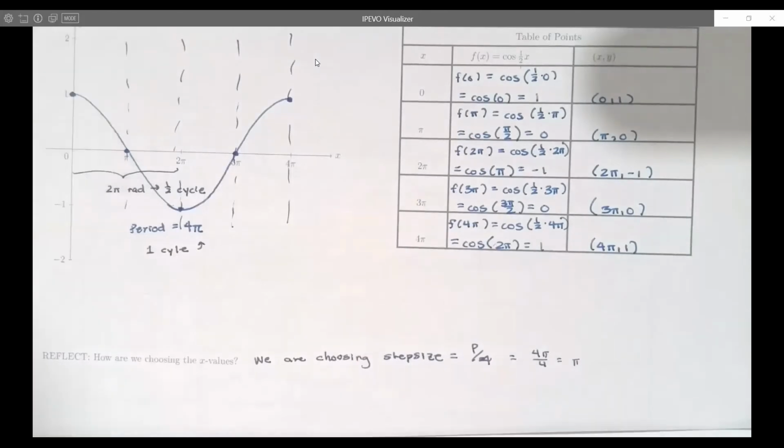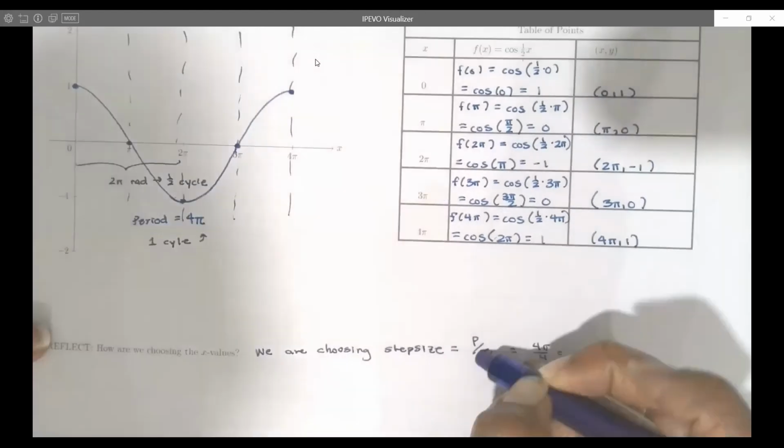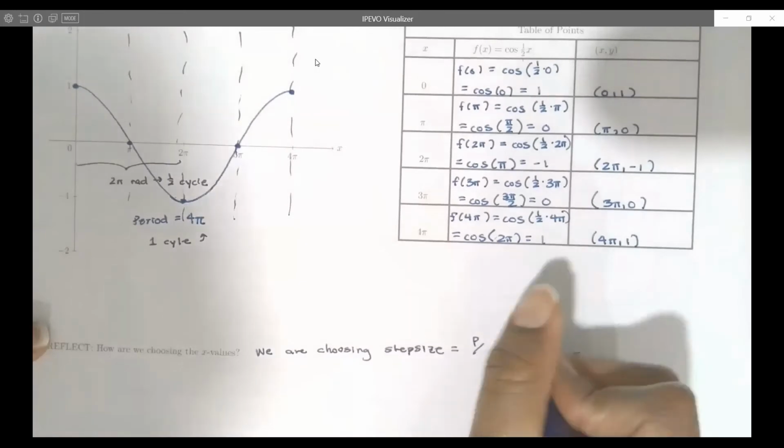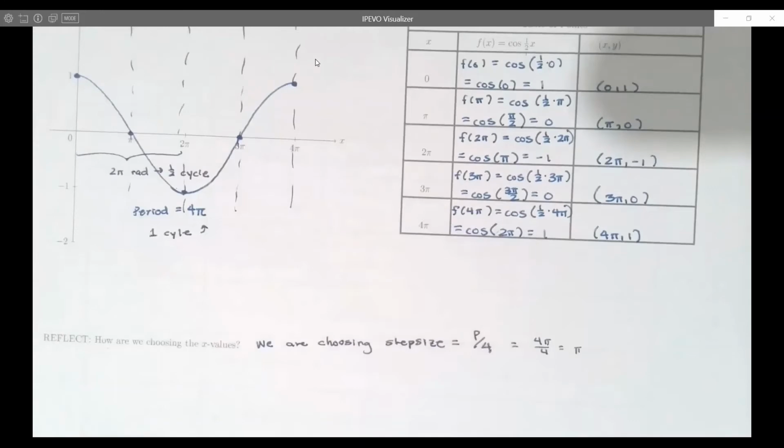Okay. All right, so that's page number 12. Any questions there before we go to page 13? On the bottom, is that P over 4? Sorry, this is P over 4. Thank you. Mhm.